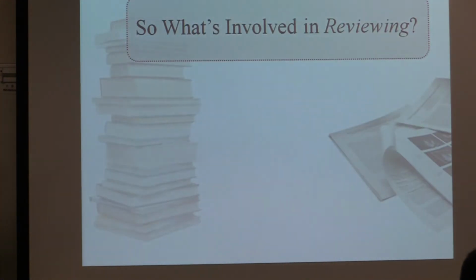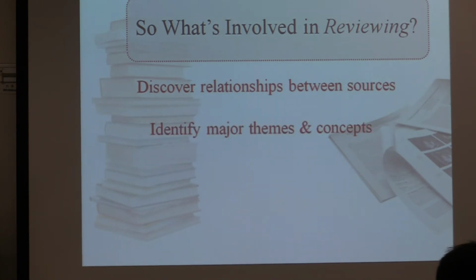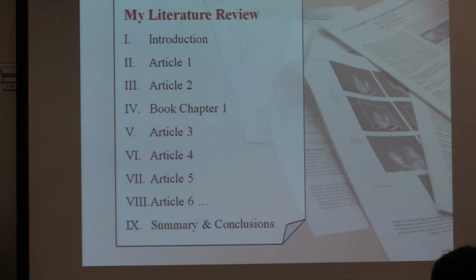When working with the literature, it is important to look for relationships between publications. Some of the important relationships between publications that you discover might include major themes and important concepts, as well as critical gaps and disagreements. But don't fall into the trap of making your review a laundry list of summaries of the works you read. A literature review is not an annotated bibliography.